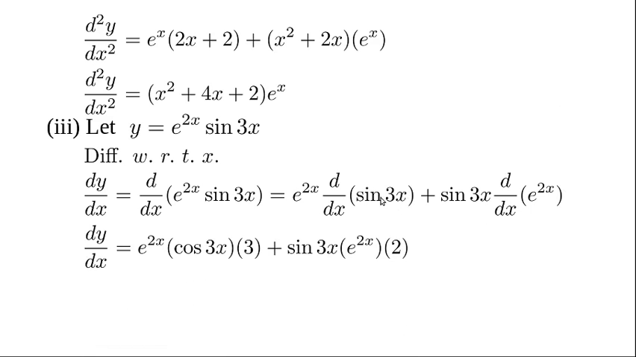And again the composite function rule is used. Derivative of sine 3x is cos 3x into derivative of 3x is 3. Similarly here derivative of e raised to 2x is e raised to 2x into derivative of 2x is 2. So from this we can take e raised to 2x out. We get dy by dx equal to e raised to 2x into bracket 3 cos 3x plus 2 sin 3x.